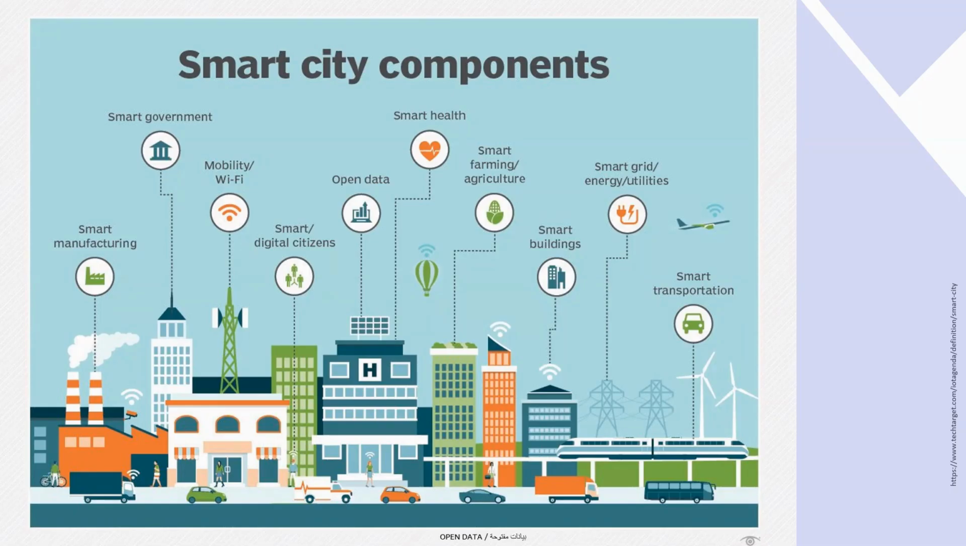mobility, smart mobility. You need digital citizens. So digital citizens, it means that they know how to use the technology. They are experienced with the technology. And they also have big knowledge about smart cities and how to be smart. It means smart people. We need open data and information sharing data. We need smart health, of course, smart farming, etc.